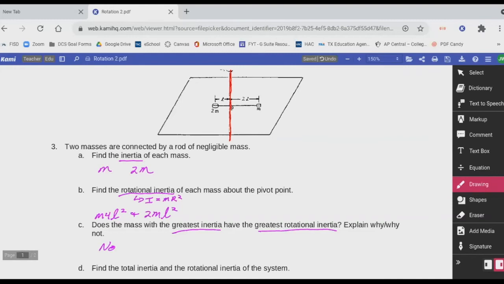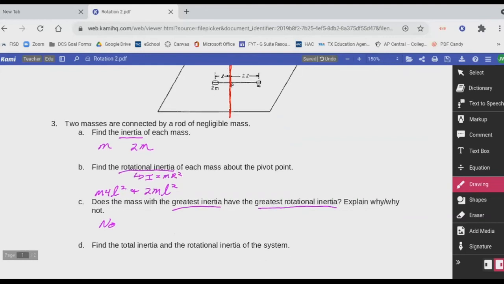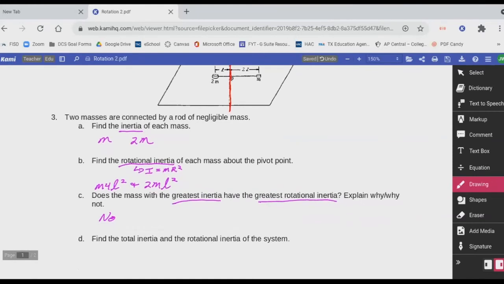Going into the very last one on this page, it says find the total inertia. That's the first half of the question. I'm going to scroll this up just a little bit. There. What's the total inertia? 3m. Yep. He was able to do that by saying, well, one side has 2m, the other side has 1m. Total inertia would be inertia plus inertia, 3m.